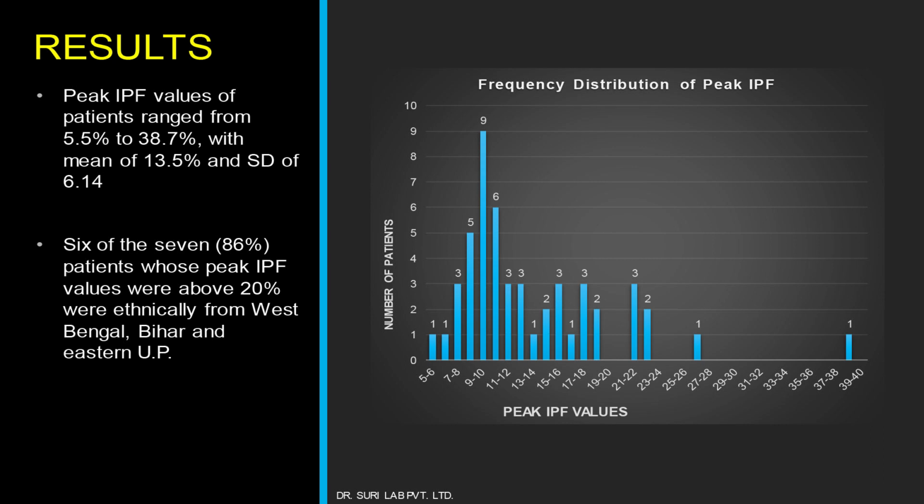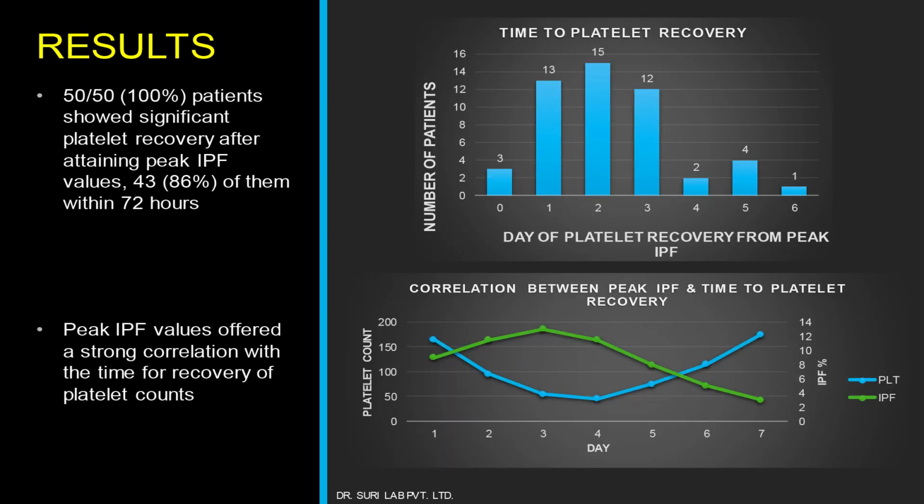86% of the patients whose peak IPF values were above 20% were ethnically from West Bengal, Bihar and UP, Eastern UP, typically the Harris platelet syndrome belt. 100% of patients showed platelet recovery and 86% of them within 72 hours. And peak IPF values showed a strong correlation with time to recovery of platelet counts.